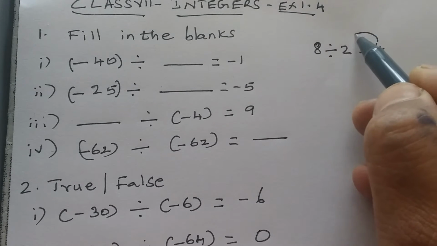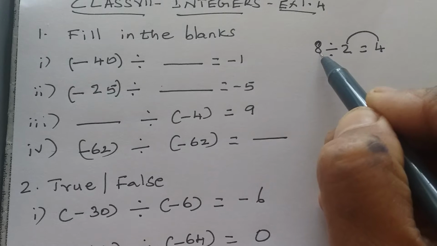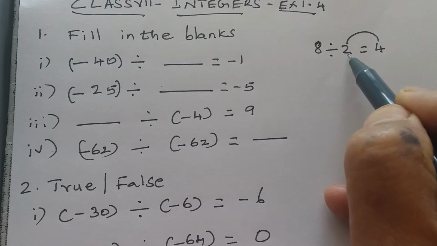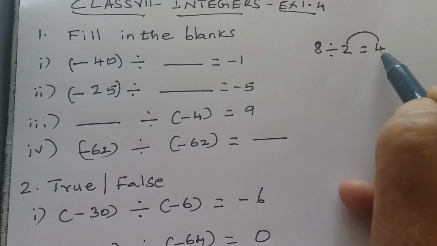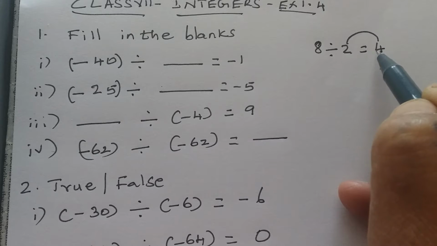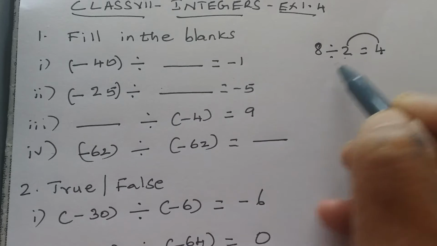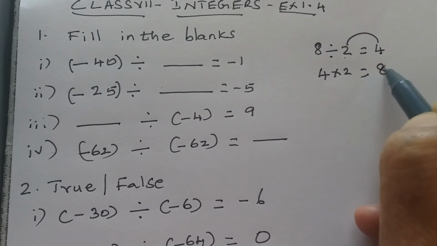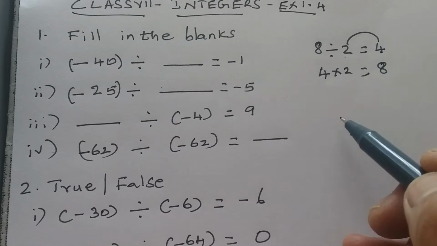This 4, the answer, is called the quotient in a division sum. The number you are dividing is the dividend, the number by which you are dividing is the divisor, and the answer is the quotient. When you multiply this quotient 4 into the divisor 2, 4 into 2 gives you this number 8, the dividend. This is the multiplication statement of the division sum.